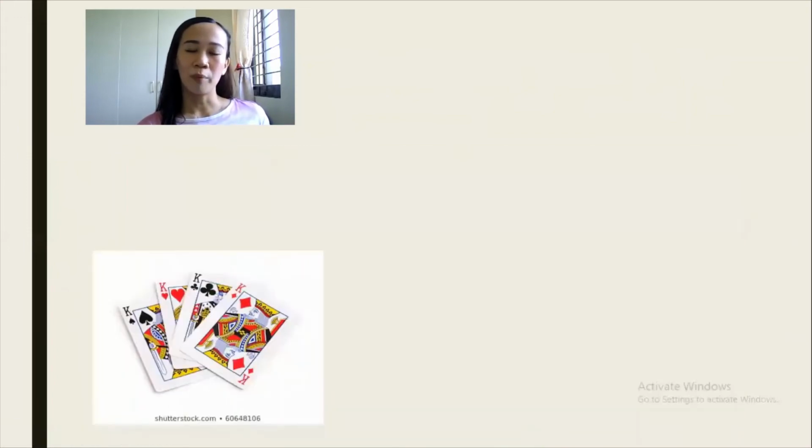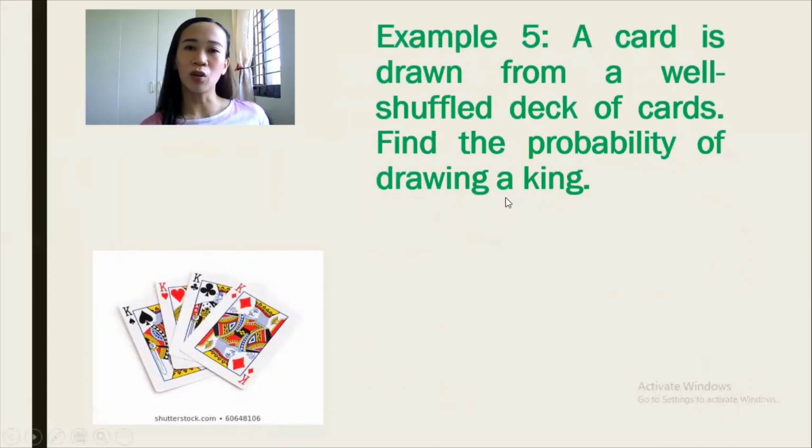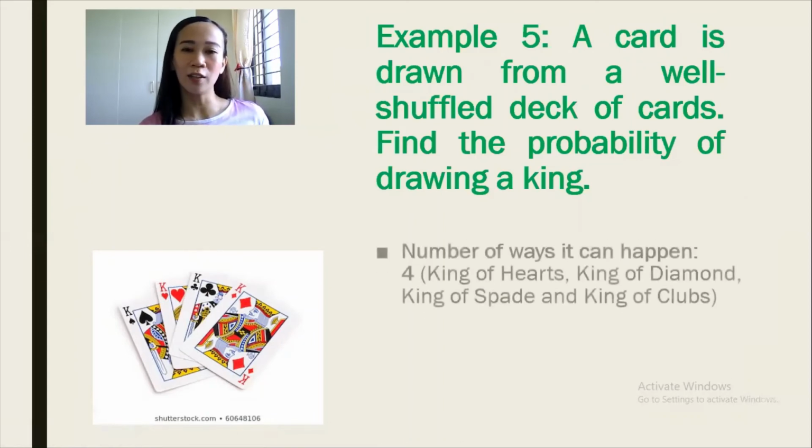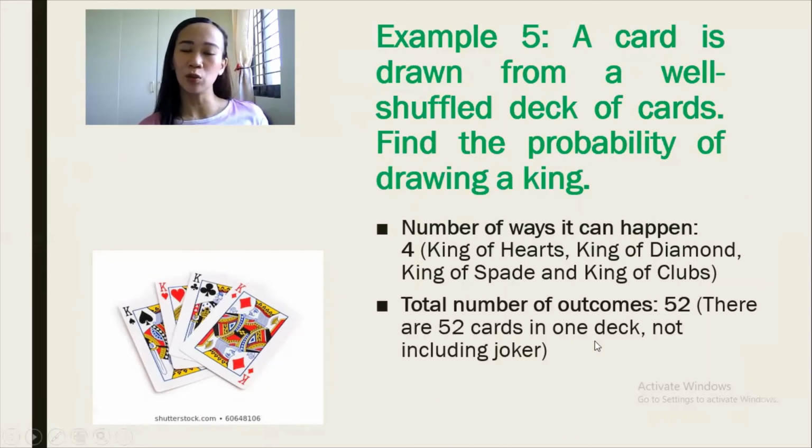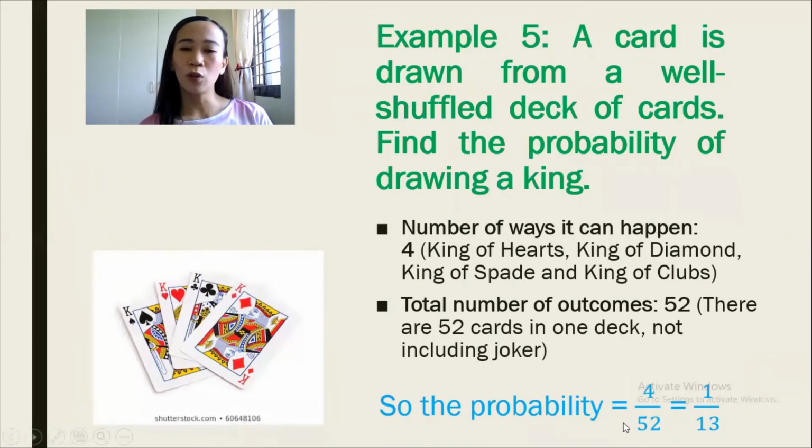So our question was, a card is drawn from a well-shuffled deck of cards. Find the probability of drawing a king. So how many kings do we have in a deck of cards? We have 4. King of hearts, king of diamonds, king of spades, and king of clubs. Total number of outcomes, we have 52. There are 52 cards in one deck, not including the joker. So the probability is 4 over 52, or when we simplify it, we have 1 over 13.